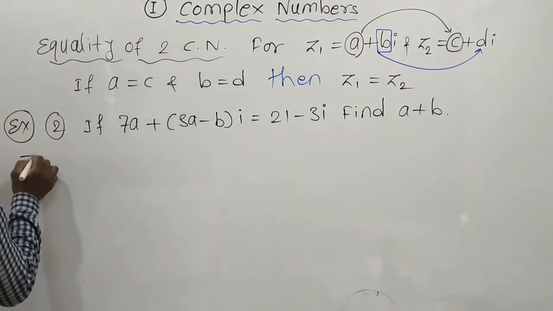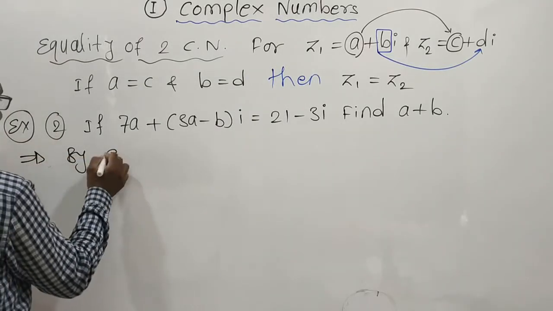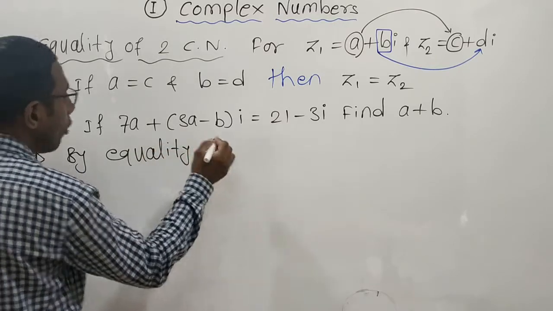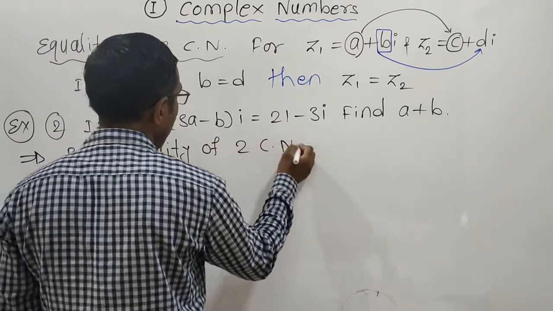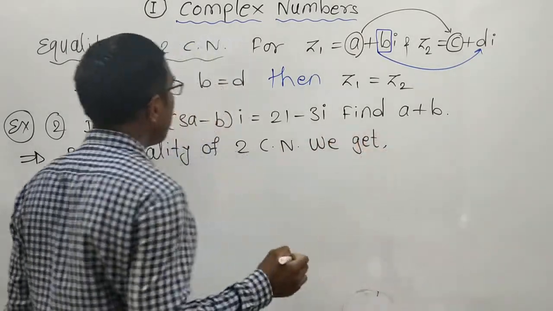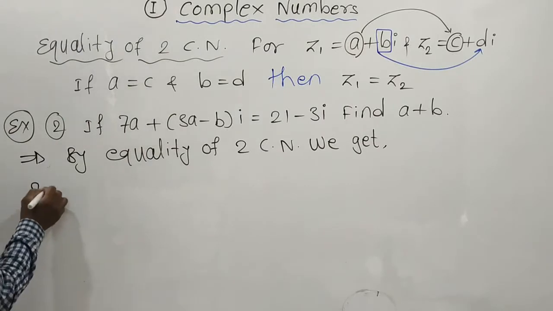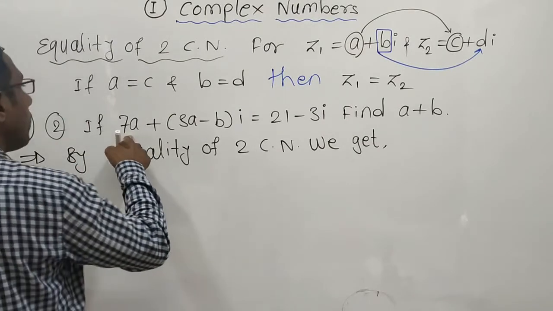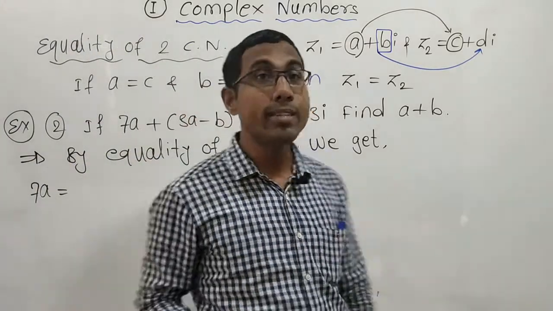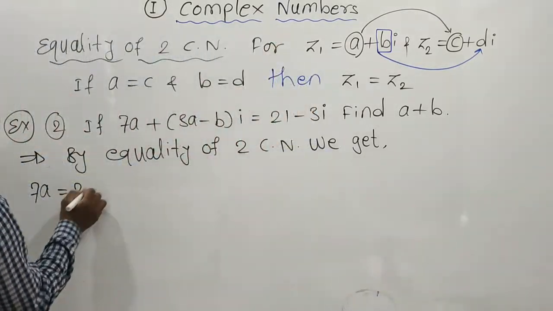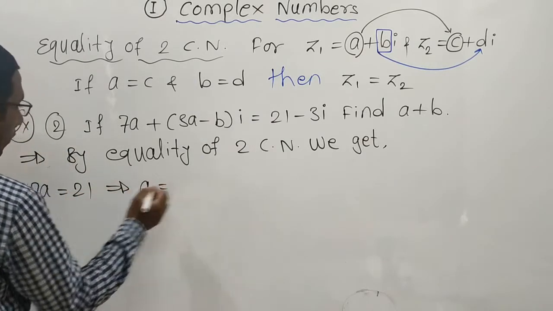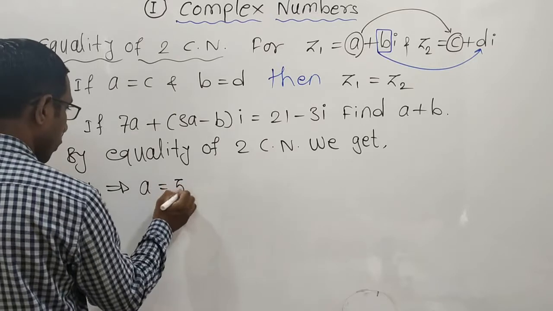Now, firstly write like this: by equality of two complex numbers we get, 7a is equal to, this is the real part on the left side. What is the real part on the right side? Which is 21. So 7a is equal to 21. This gives a equal to 3, since 7 threes are 21.